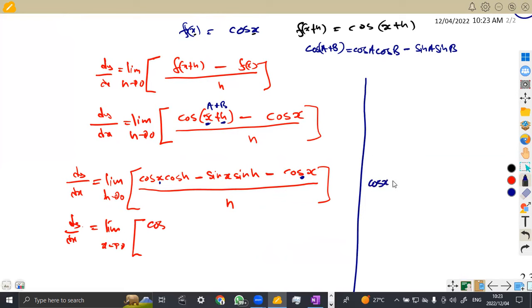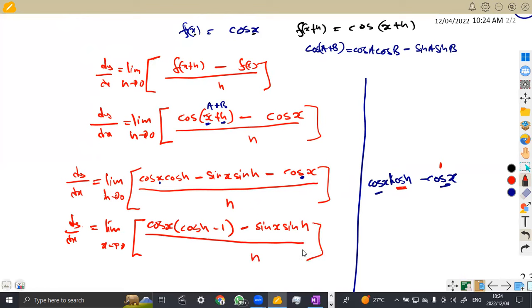If we are to write cos x minus cos x together, you can see that cos and cos is common. So we can factor out cos x. That means we are going to remain with cos h minus one. All right. Cos of h minus one. Minus here, we've got minus sine of x, sine of h, everything over h. We have managed to factor out and so forth.